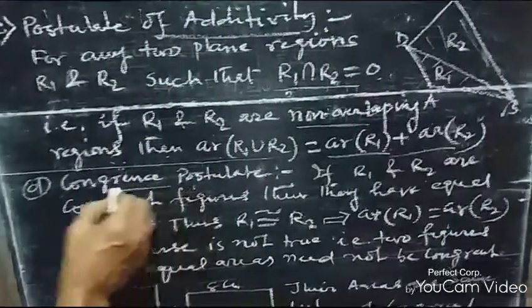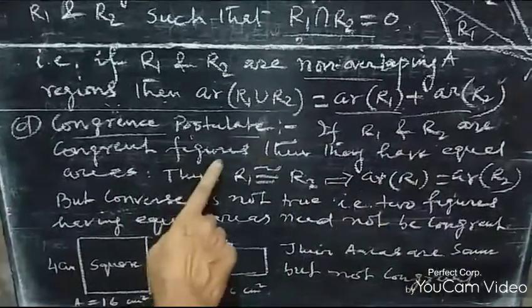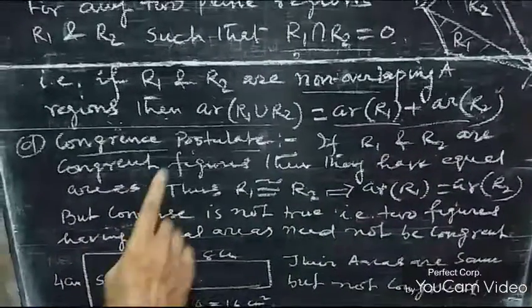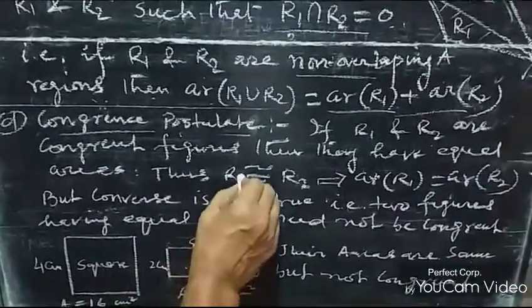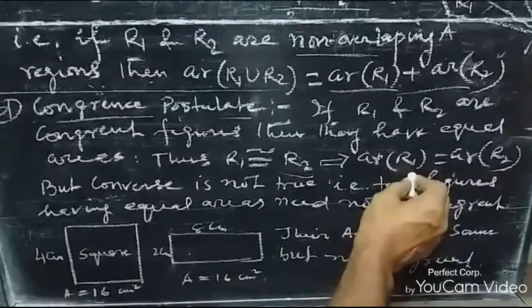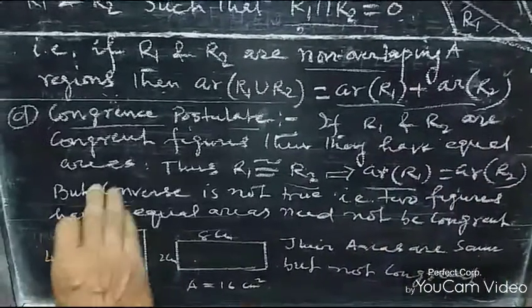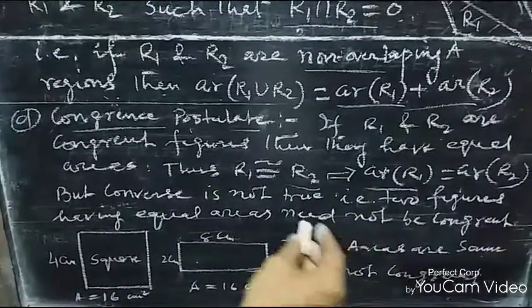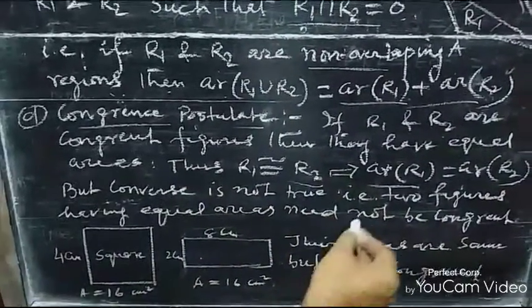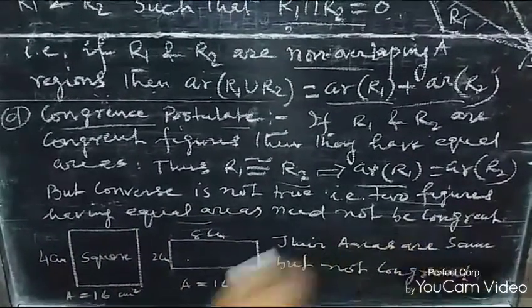Then the congruence postulate. What does it mean? If R1 and R2 are congruent figures, then they have equal areas. If R1 is congruent to R2, then the area of R1 equals the area of R2. But the converse is not always true. If the areas are the same, the figures may not be congruent. That is, two figures may have equal areas but need not be congruent.